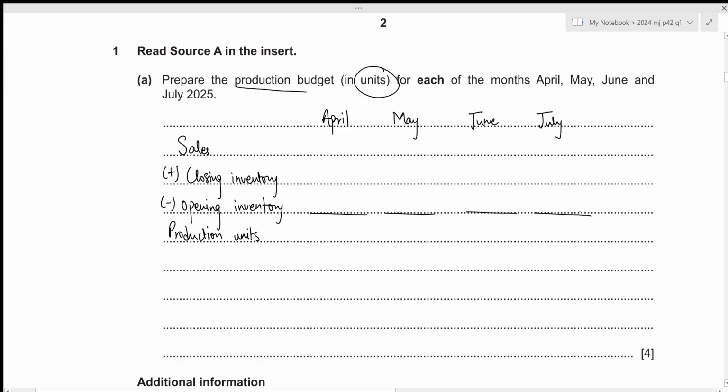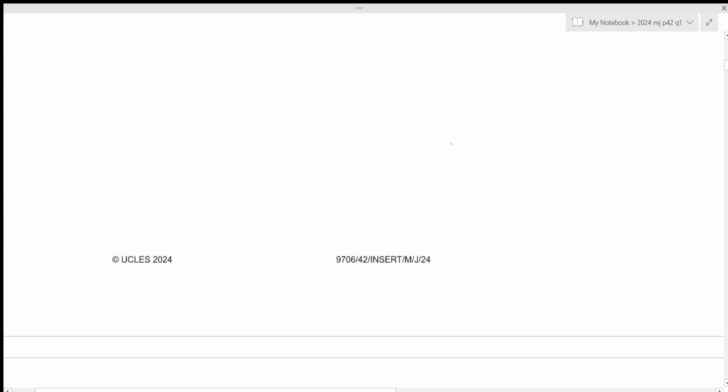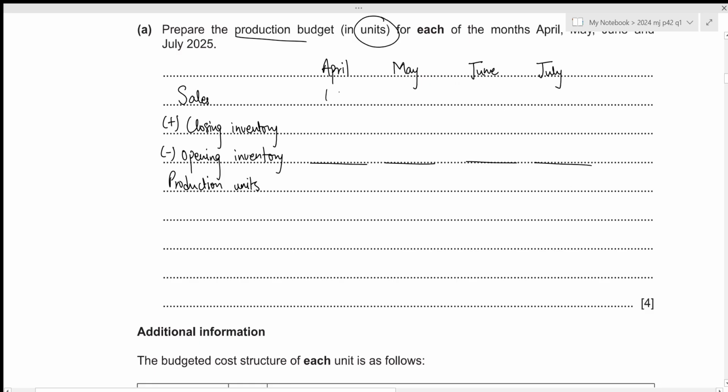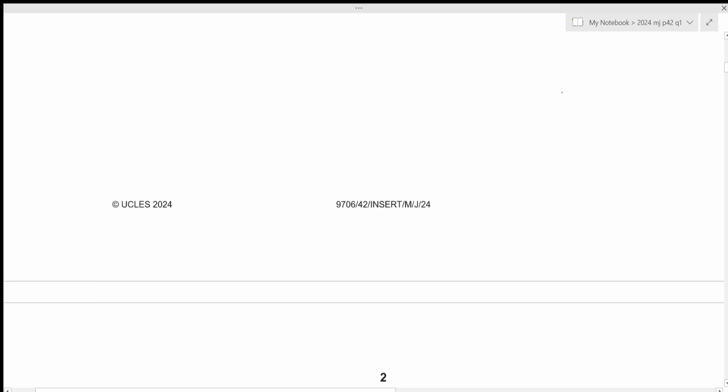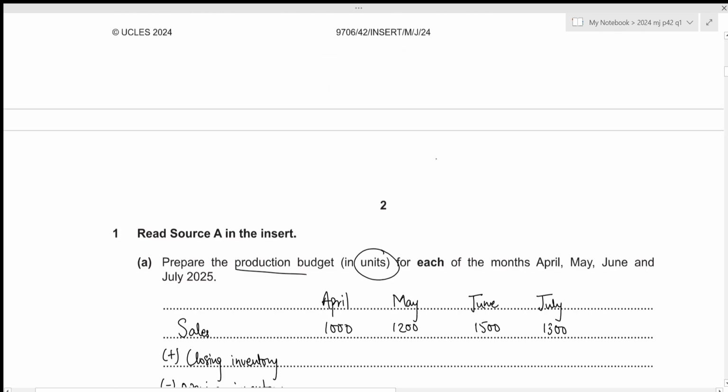The first thing we can do is write down the sales units that was given within our insert paper. So that will be 1000 for the month of April, 1200 for May, 1500 for June, and 1300 for July. Then for the closing inventory, we've already written down the formula that it will be 20% of the sales in the next month. So if we are talking about closing inventory in the month of April, that will be 20% of the sales of May. So that's 20% of 1200, which will result in 240. Let's write it down.